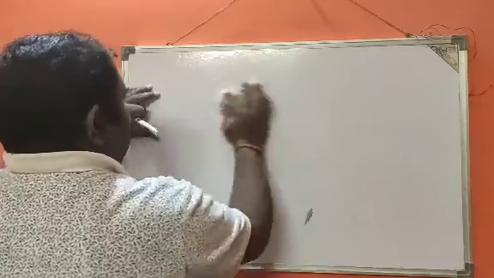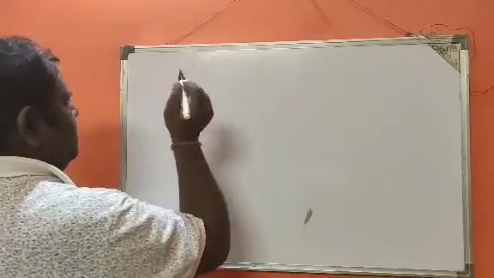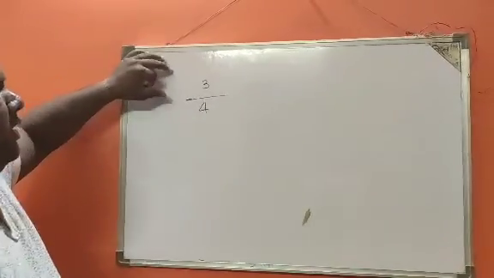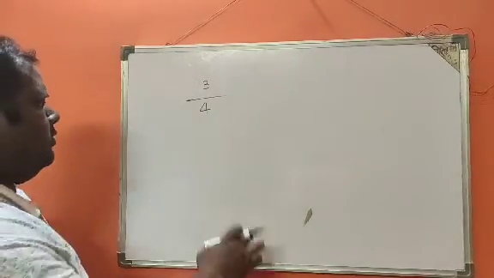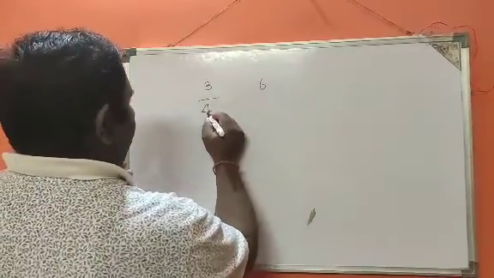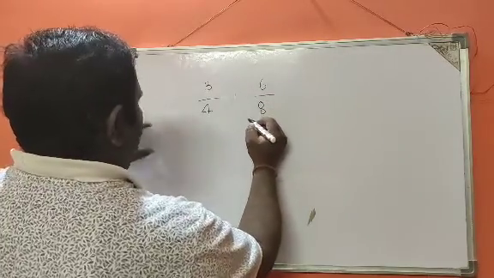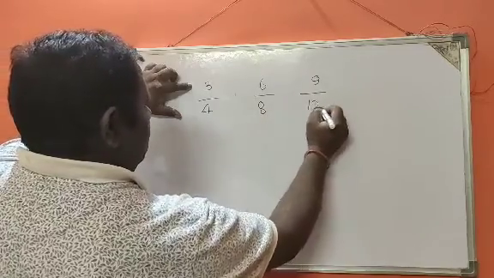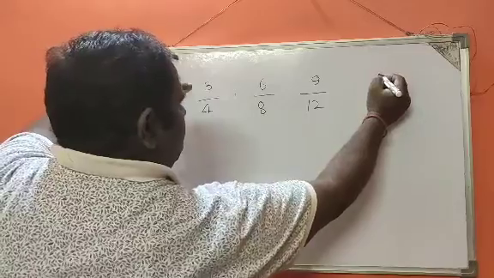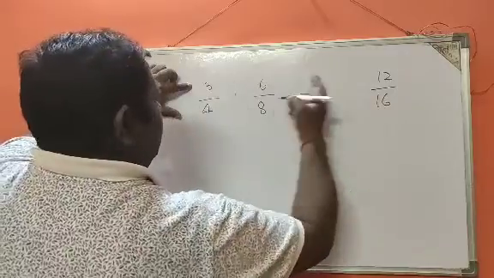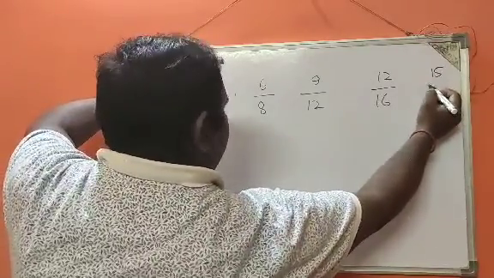Now look, equivalent rational numbers. Suppose we are taking a rational number, very simple, 3 upon 4. If we multiply this 3 upon 4, both numerator and denominator, by 2, so 3 twos are 6, 4 twos are 8. If we multiply with 3, 3 threes are 9, 4 threes are 12. 4 fours are 16, 5 threes are 15, 5 fours are 20.